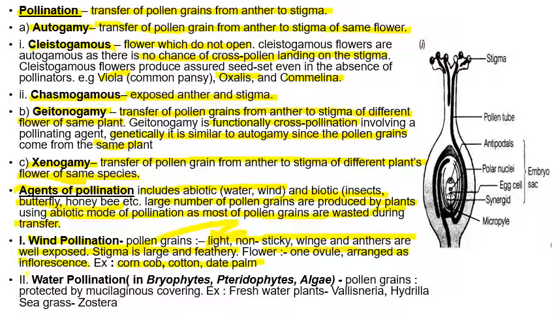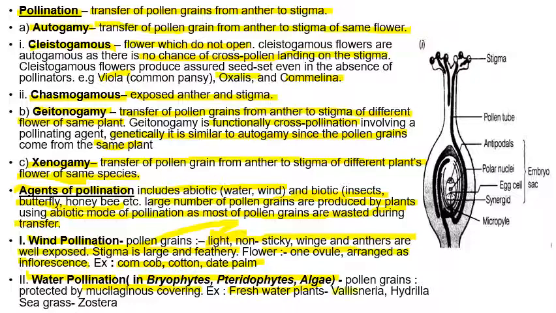Second, water pollination. Water pollination usually occurs in the lower categories of plants, for example in bryophytes, pteridophytes, and algae. Here the pollen grains are protected by a mucilaginous covering. Why? Because water may harm them. That moisture can harm their genetic material, so they need a mucilaginous covering around them to protect it. These can be freshwater or marine water plants.